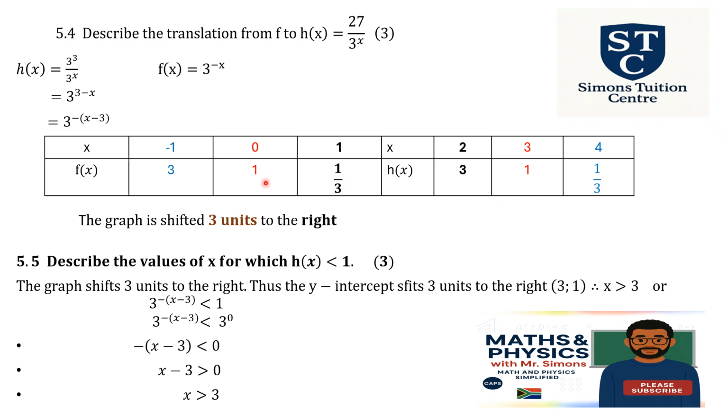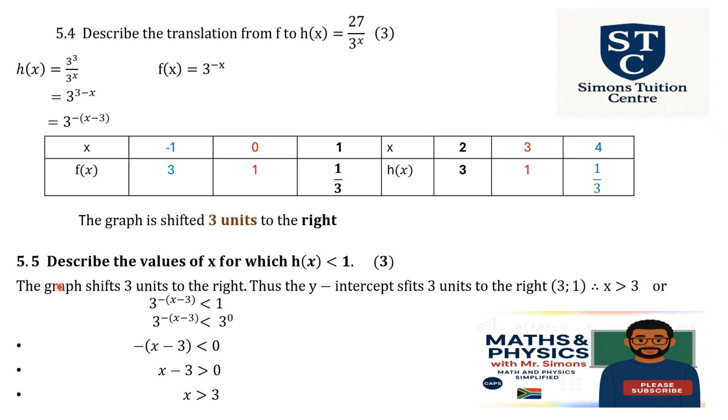But the key difference is to go from minus 1 to positive 2, I move 3 units, and going from negative to positive, I'm moving to the right. So minus 1 to 2 is 3 units. To go from 0 to 3, I'm going 3 units to the right. To go from 1 to 4, I'm going 3 units to the right. So the negative 3 there means we're going 3 units right. If it was plus 3, then we would have gone 3 units to the left.